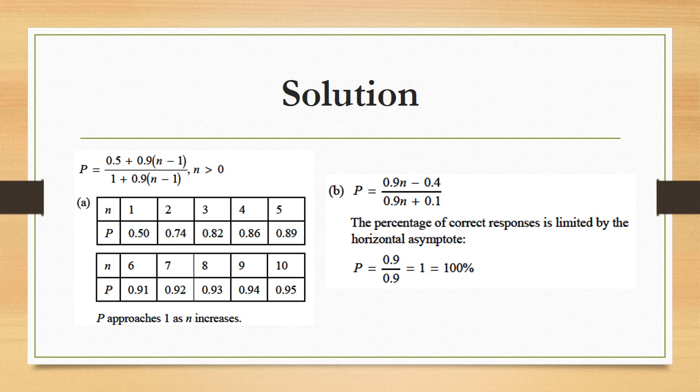Part B says the percentage of correct responses is limited by the horizontal asymptote. Okay, and the horizontal asymptote in this case is 1 or 100%. In other words, you can't get better than 100%.